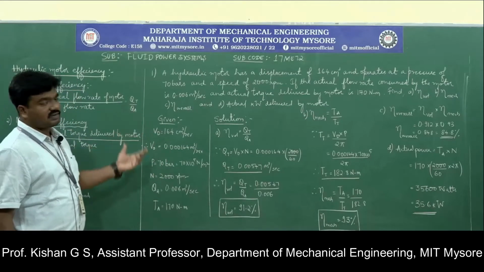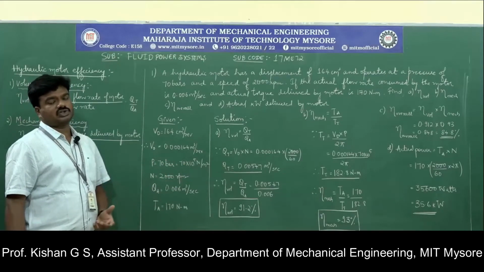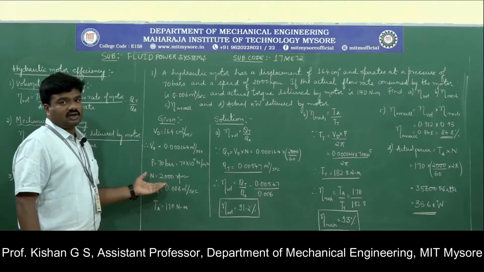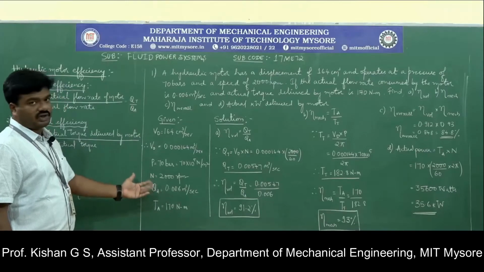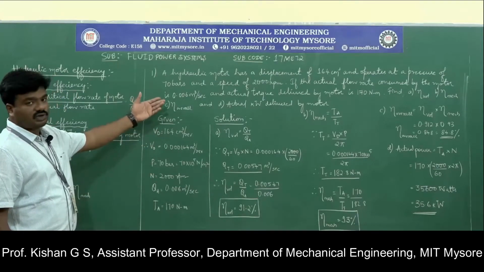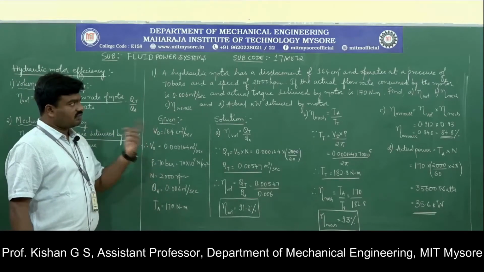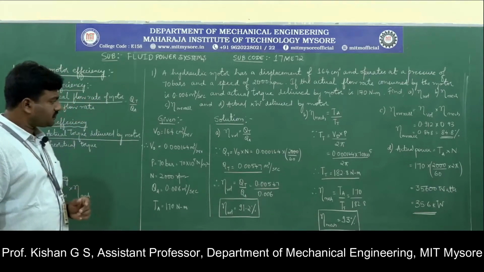Followed by the pressure: the operating pressure is 70 bar. It has to be considered in Newton per meter square, hence it is 70 times 10 raised to 5. Next is N, given as 2000 RPM. Next, the actual flow rate of the motor is 0.006 m³ per second, and followed by that, the actual torque TA is 170 Nm.